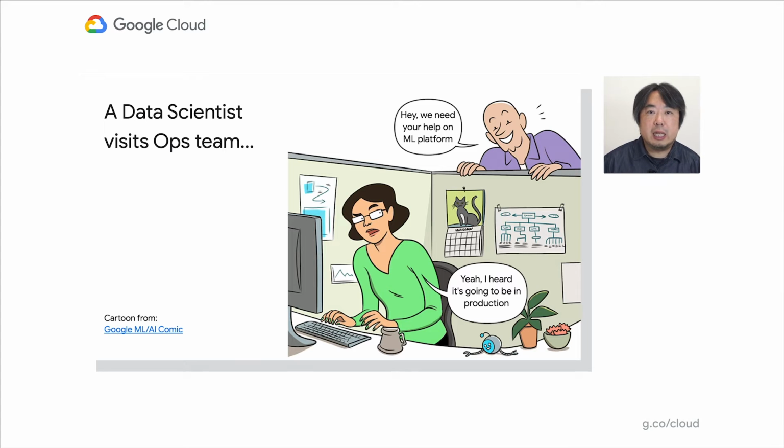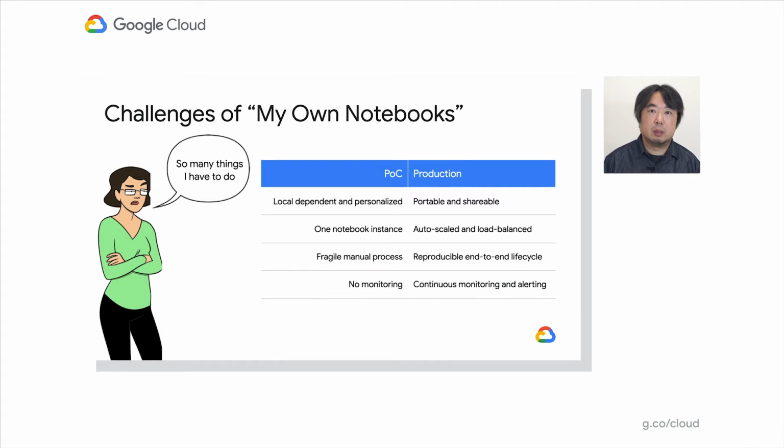Let's think about a scenario where the data scientist is visiting the cubicle of the ops team to ask them to bring his POC systems into a production system. What kind of problems does the ops team have to solve? There are many different gaps between POC and production. For example, many POC notebooks can be locally dependent or dependent on a single person. But with a production system, you have to make everything portable and shareable. And you cannot rely on a single notebook instance anymore.